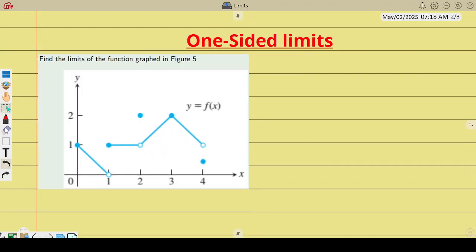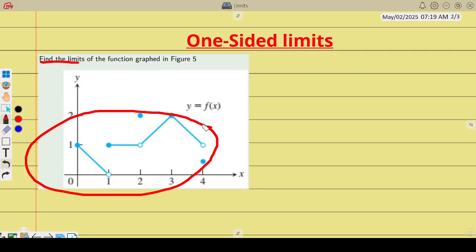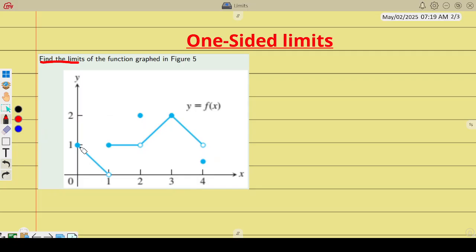So here the question is: find the limits of the function graphed. The whole lot of this is one function. It has segments, it has discontinuities. It starts from here, and instead of just going straight, it goes down, and then it continues. It goes up, it goes down. So this is just one function.